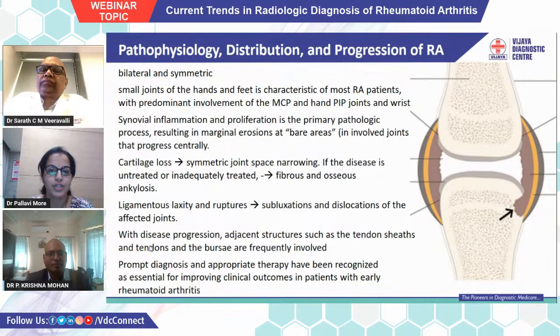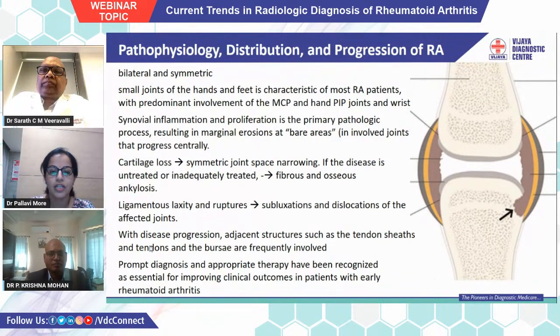It's characteristic of rheumatoid arthritis patients, with predominant involvement of the metacarpophalangeal joints in the hand, proximal interphalangeal joints, and the wrist. Synovial inflammation and proliferation is the primary pathologic process resulting in marginal erosions at the bare areas in the involved joints, which progresses centrally. The cartilage loss causes symmetric joint space narrowing, and if the disease is untreated or inadequately treated, it leads to fibrous and osseous ankylosis. The ligamentous laxity and rupture leads to subluxation and dislocation of the joints.